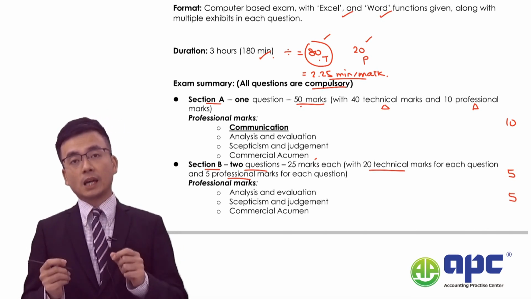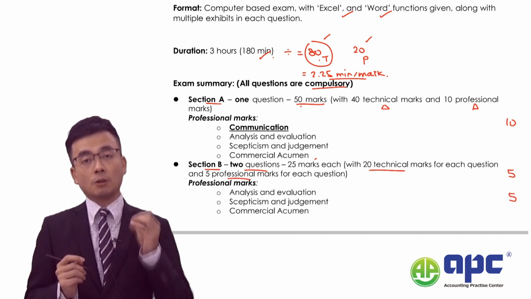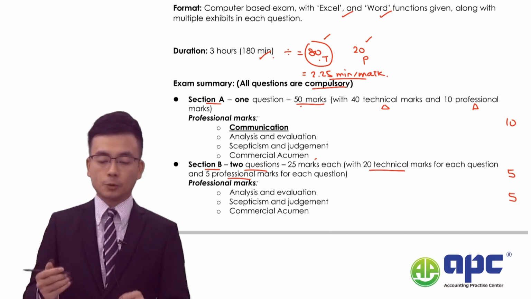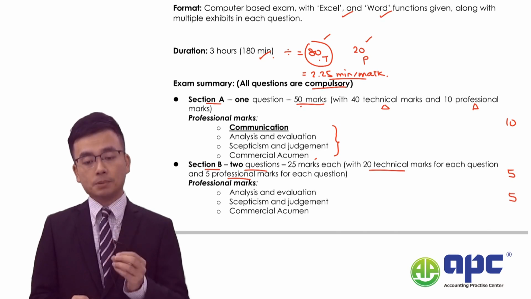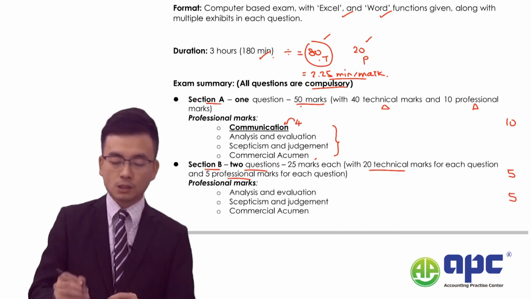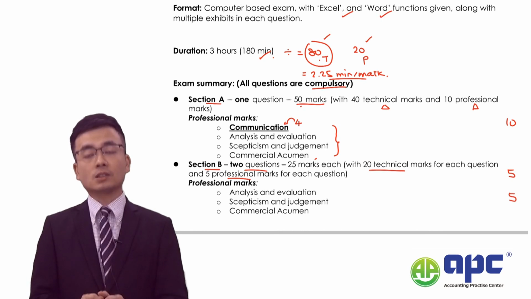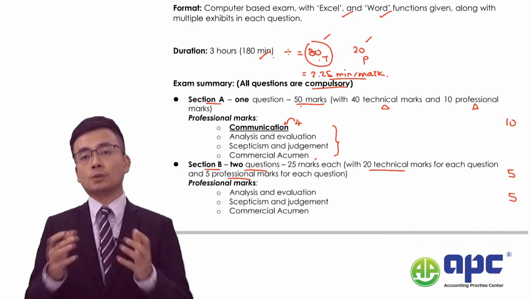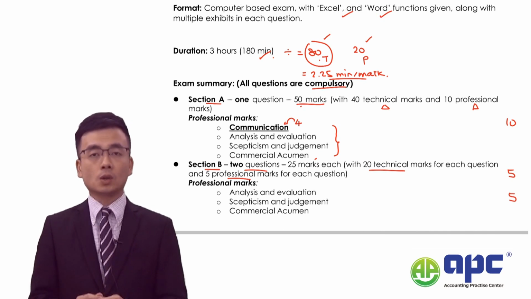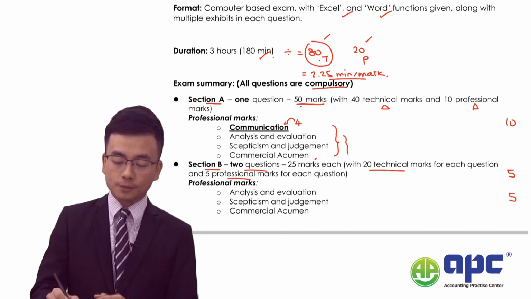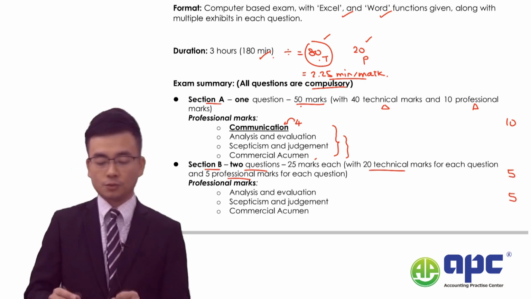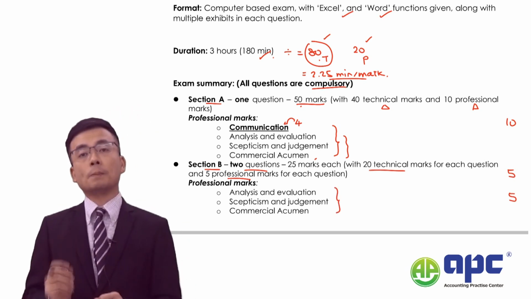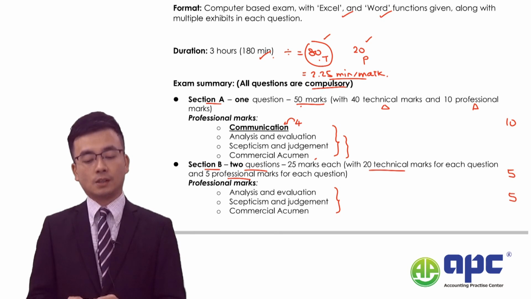But how can we get the professional marks then? Now, for section A, from the examiner's point of view, all professional skills would be examined. In particular, there will be 4 marks related to communication in section A, where you are required to give a format of the report or the memo or something like that. And all other 3 professional skills will also be tested in question 1. But in question 2 and question 3, only the remaining 3 professional skills would be tested.